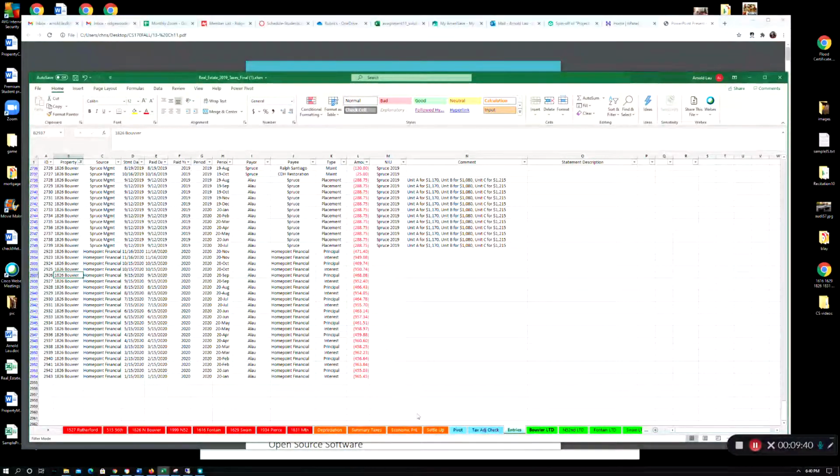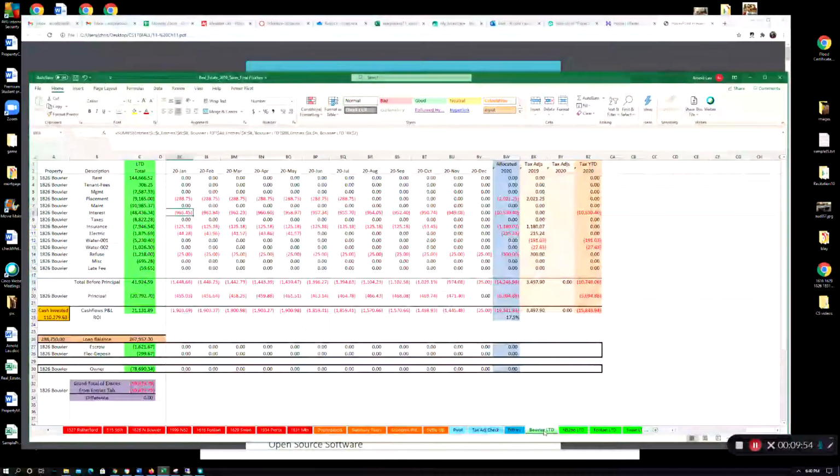So let me say this is looking for January. It's looking for this January 20th here, and that's where it's going to find that. And it's looking for the category for principal and interest. In this case, it's looking for the interest. So that's how it picks up this value here. So anyway, you get the general idea.